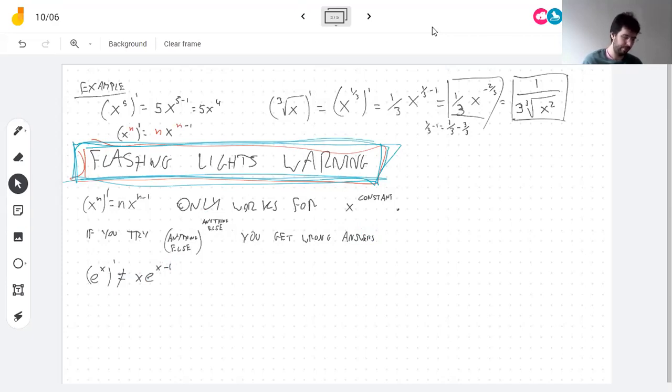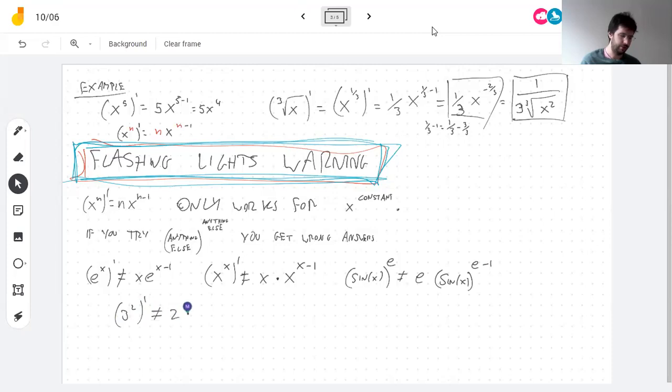If you try to do anything you could think of, I'm trying to think of which are the common ones people like to try. Basically, it really is anything. Anything you try, it's just not going to work. The derivative of 3 squared is not 2 times 3 to the 1.